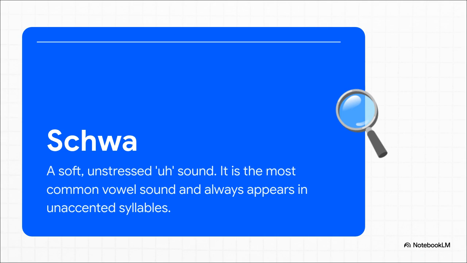So what is this thing? Well, the schwa is just a super soft, super relaxed sound. That's it. But here's the most important part. It only shows up in the unstressed part of a word. It's the sound we automatically make when we're not putting any effort or emphasis on a vowel. It is literally everywhere, just hiding in plain sight.